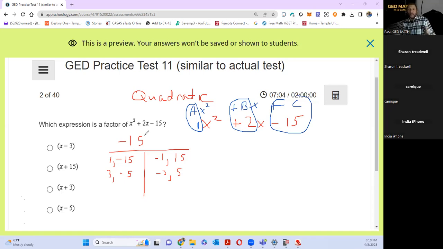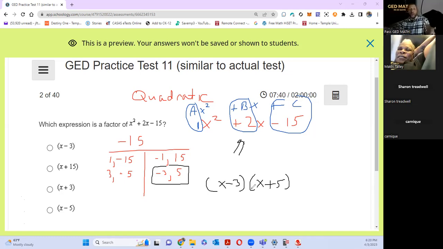When A is 1, we want to find the factor pairs for C. Once we find the factor pairs of C, we want to find which pair is going to give us B. So which pair is going to give us plus 2? Negative 3 and 5. You take those two, and you just factored the quadratic equation. So you're going to say x minus 3 and x plus 5.